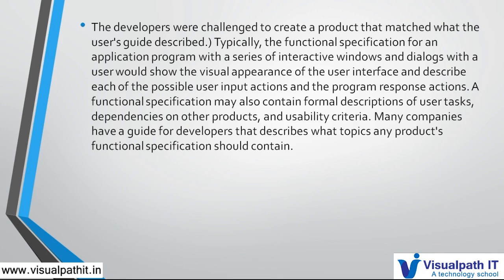Typically, the functional specification for an application program with a series of interactivity windows and dialogues with a user could show the visual appearance of the user interface and describe each of the possible user input actions and the program's response actions. A functional specification may also contain formal descriptions of user tasks, dependency on other products, and usability criteria. Many companies have a guide for developers that describes what topics a product functional specification should contain.